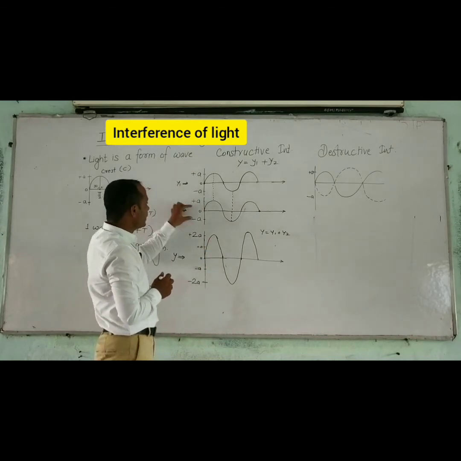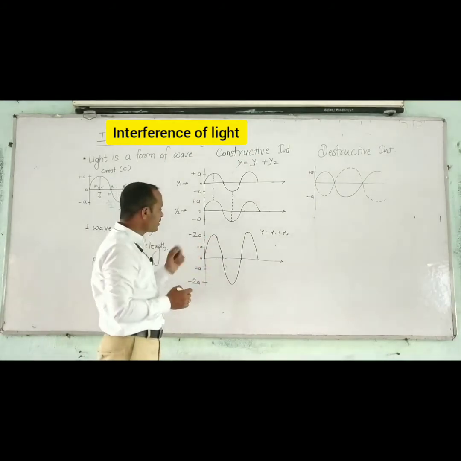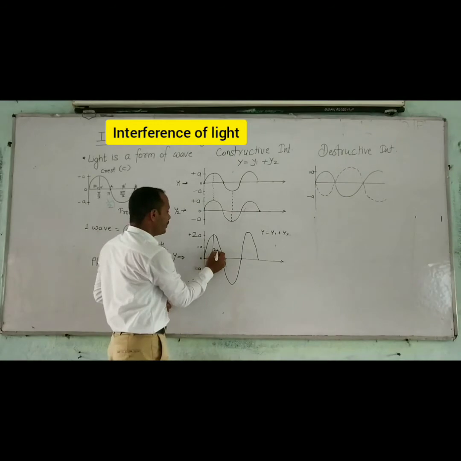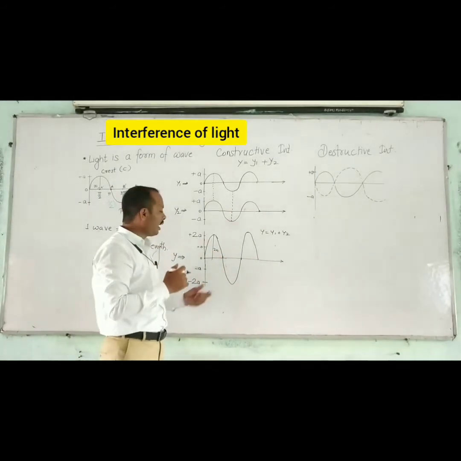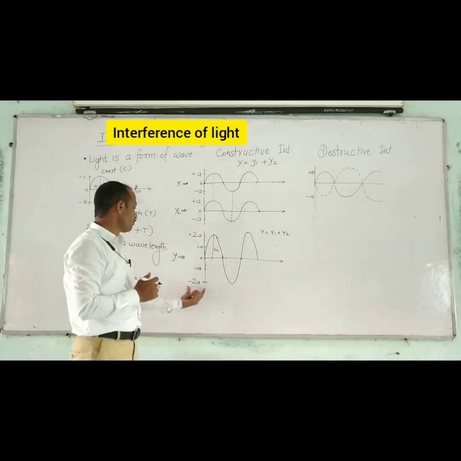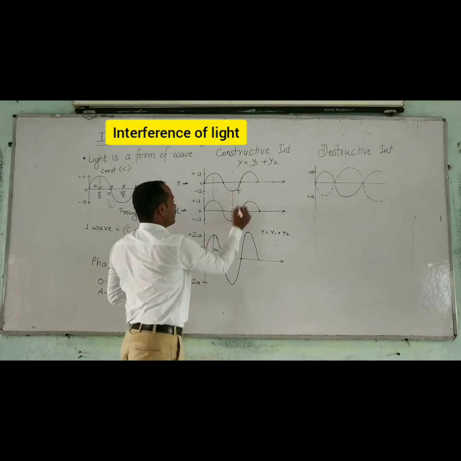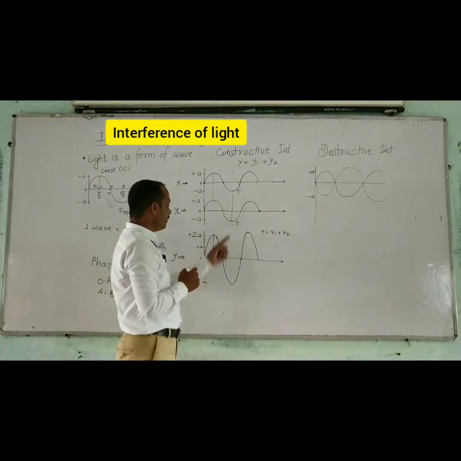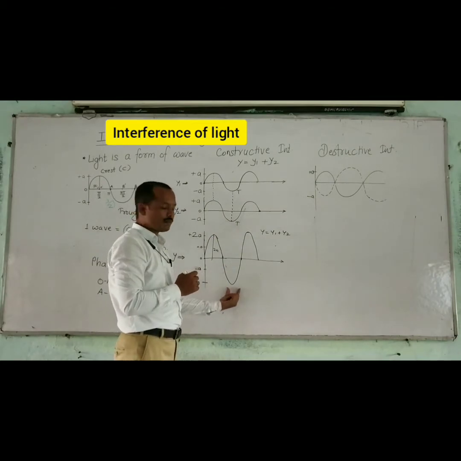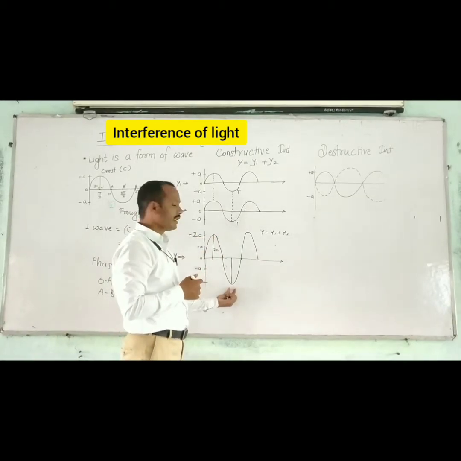Crest is plus a, where plus a plus a plus a we get plus 2a. Therefore crest increases. Crest increases means what? Actually amplitude increases and we get the new wave with a higher energy or higher intensity of light. Then where trough coincides with trough of the other, we get minus a, minus 2a. Therefore amplitude increases and we get an increase in energy.